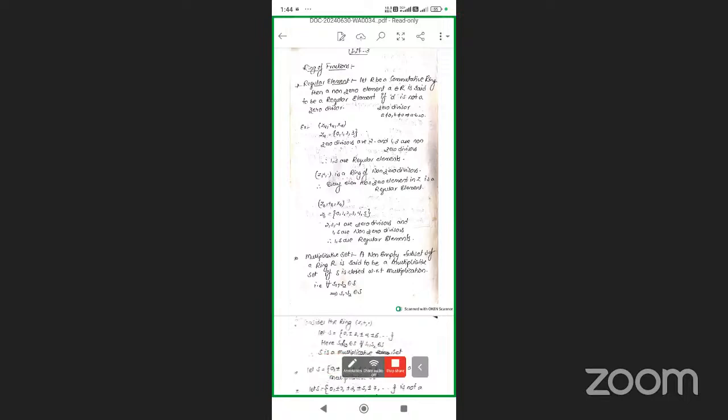Today's topic is Unit 9, ring of fractions. This is a ring of fractions.